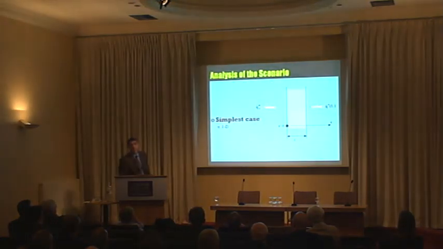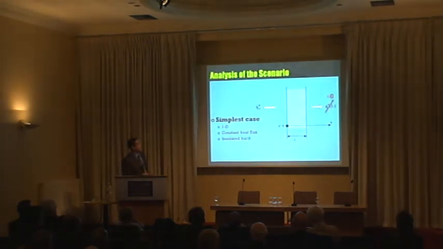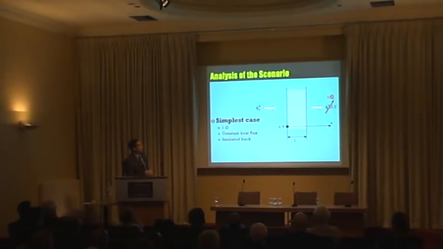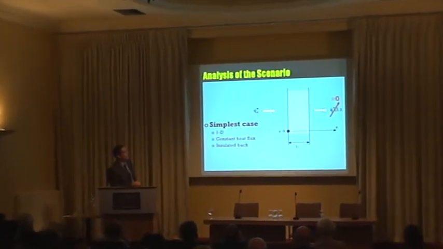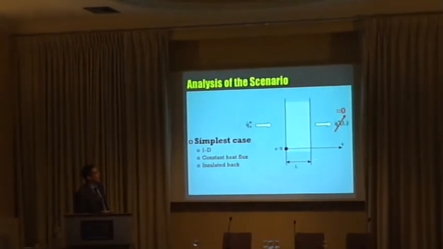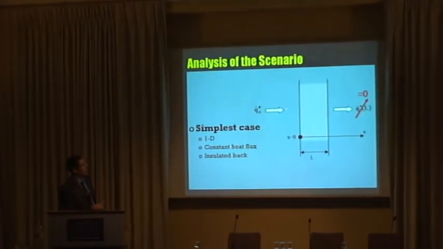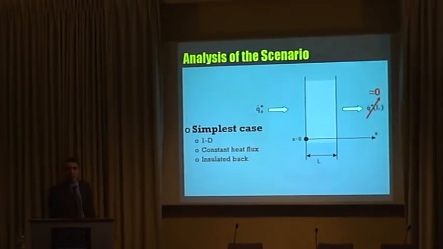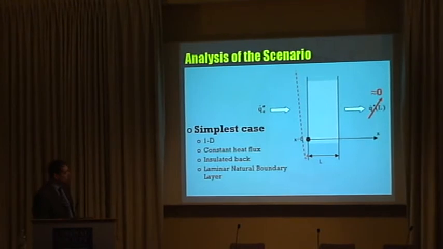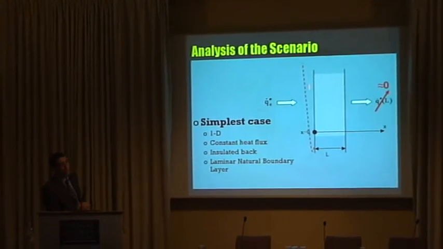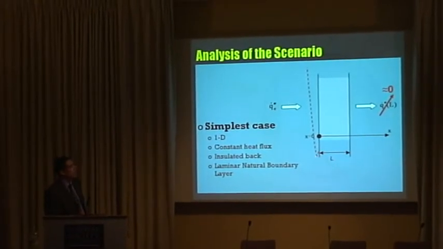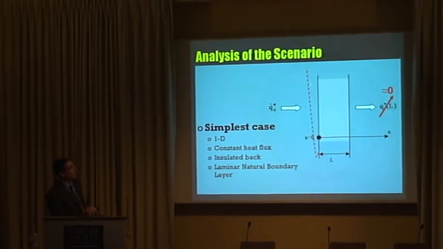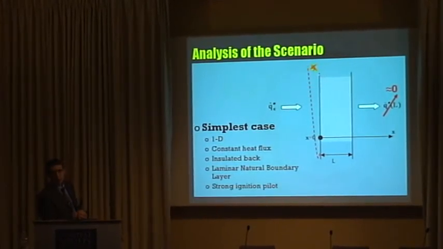It's the simplest possible case, very similar to the one that I treated with the wall. It's a one-dimensional heat input in this direction. You insulate the back, so you neglect the back. And basically, it's a one-dimensional problem with a constant external heat flux and an insulated back. So we simplify the problem to its minimum expression. Now, we create a laminar boundary layer, which is extremely important because a laminar boundary layer is going to carry all the fuel into the pilot. So it's going to make a very robust ignition mechanism.